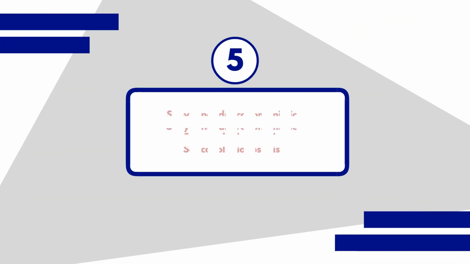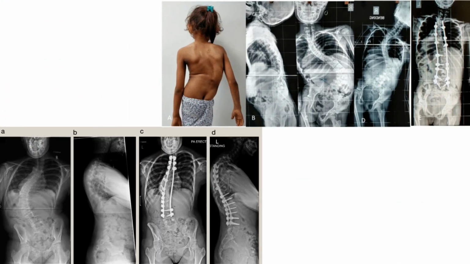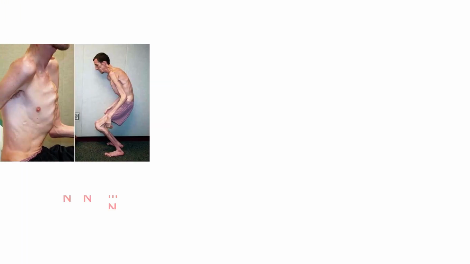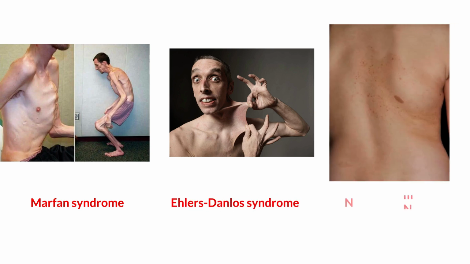Number 5. Syndromic scoliosis. This type develops as part of a larger systemic syndrome. It is often a secondary symptom of conditions that affect connective tissue or bone growth, such as Marfan syndrome, Ehlers-Danlos syndrome, neurofibromatosis.